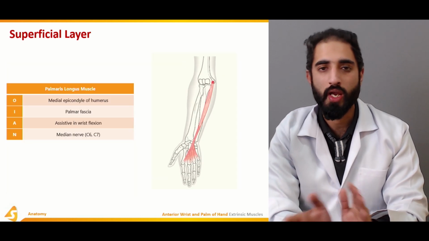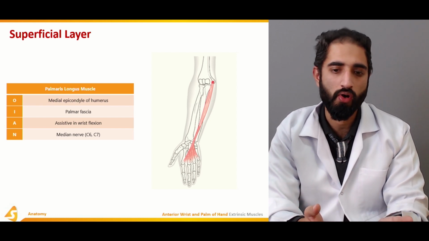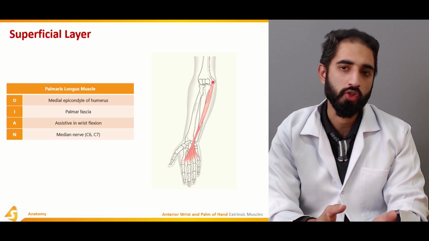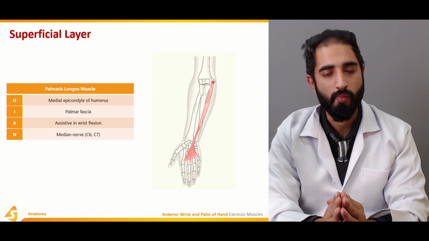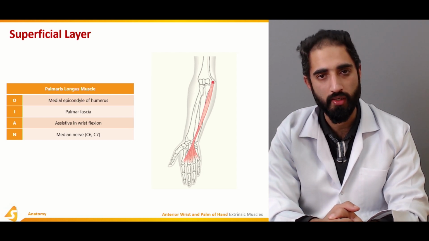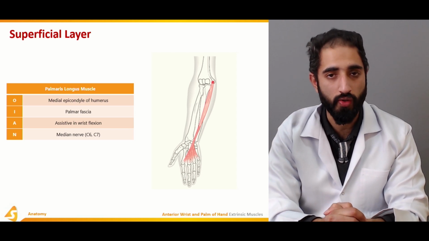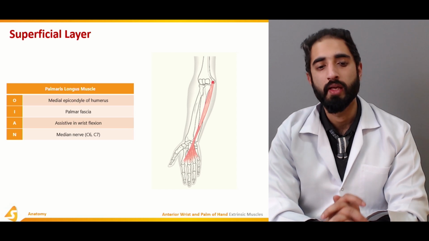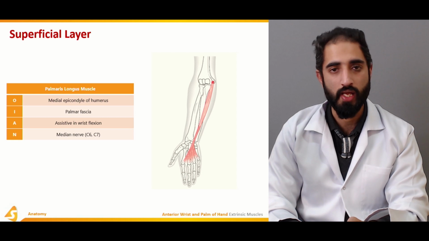Now the muscle which is located between the two, and it is actually in the center, so it does not cause any radial deviation or ulnar deviation, and it just causes wrist flexion, is the palmaris longus. The origin is once again the same, the medial epicondyle of the humerus, but the insertion is into the palmar fascia or the palmar aponeurosis. The nerve supply is by the median nerve and nerve roots C6 and C7.